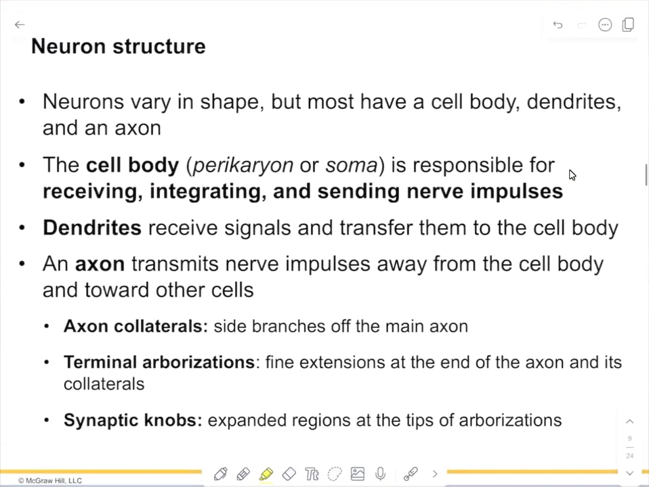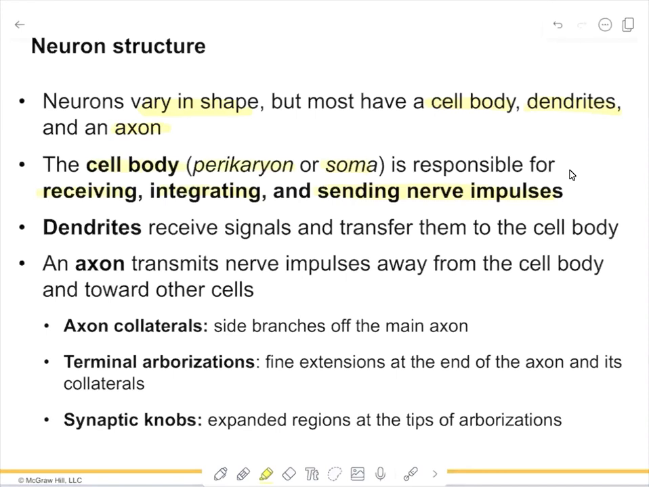So we're first going to go over the neuron structure. The neurons are going to vary quite a bit in shape, but most of them are going to have three main parts to them: a cell body, a dendrite, and an axon. The cell body, which is also called the perikaryon or the soma, is responsible for receiving, integrating, and sending nerve impulses away from it. So one way you can think of the cell body is it's almost like the central nervous system of the neuron.